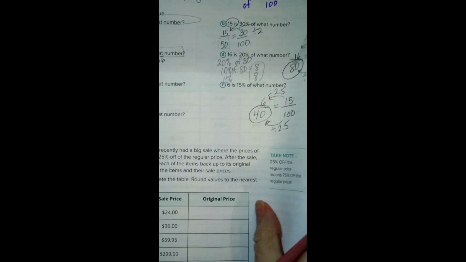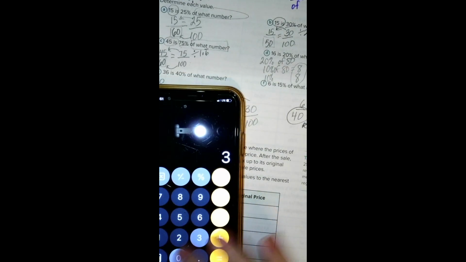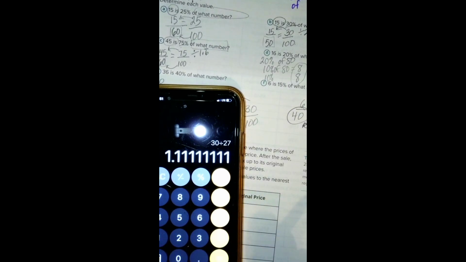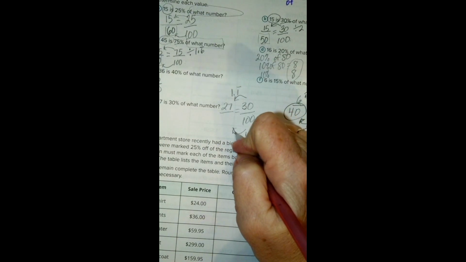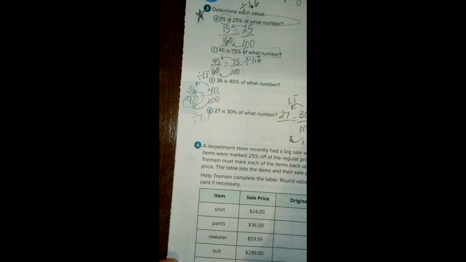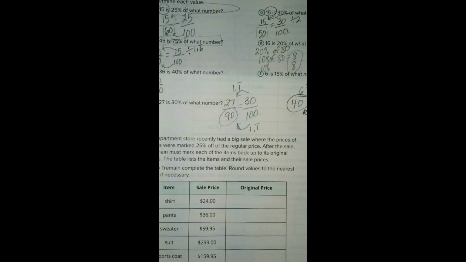And then lastly here in number 3, 27 is 30% of what number? So how do we go from 30 to 27? We have to divide by something. That's not going to be a very big number, is it? So 30 divided by 27, 1.1 repeating. And we already did a divide by 1.1 repeating. We did that right up here in letter E. So our answer is, again, going to be 90.